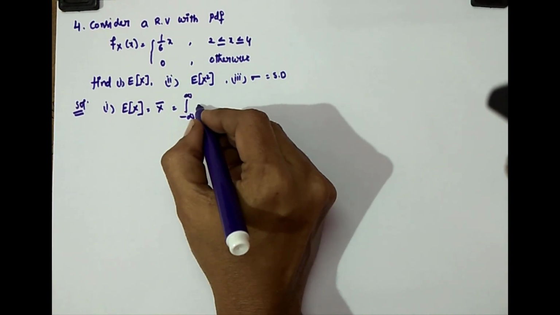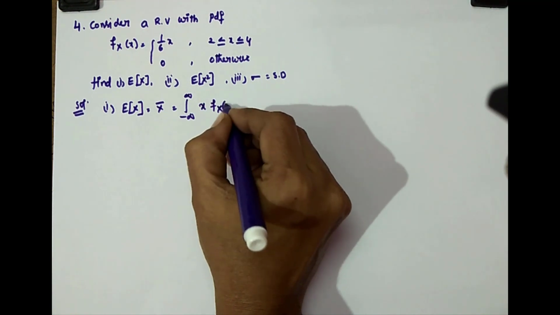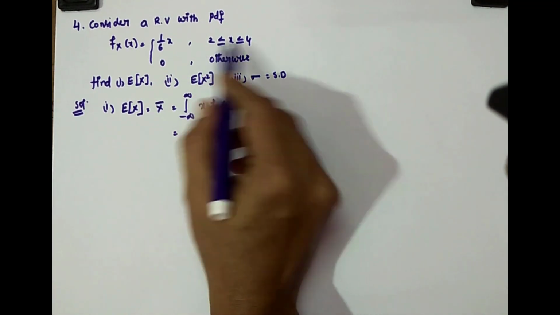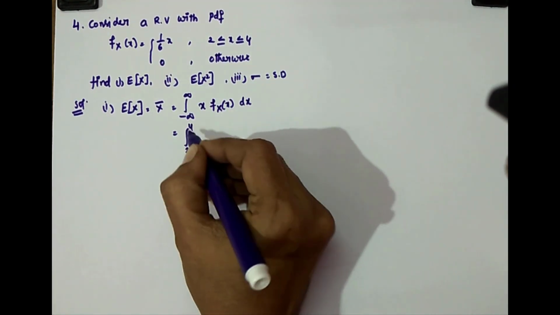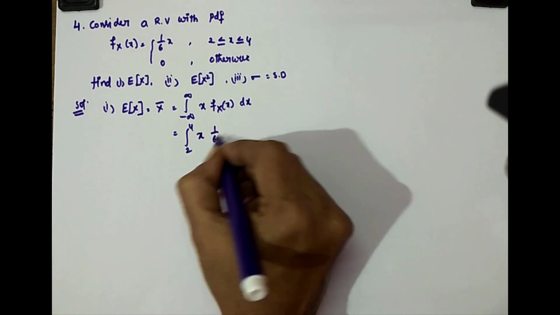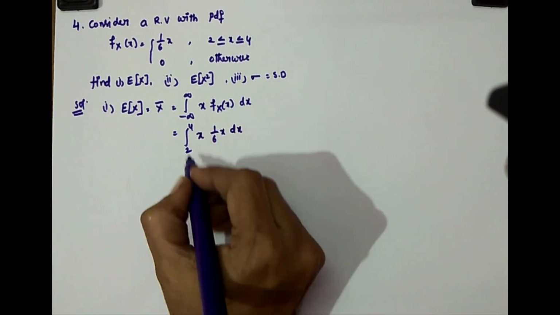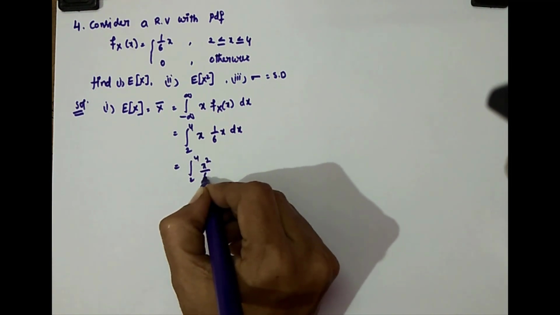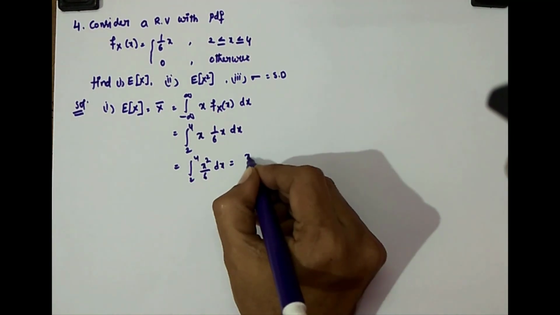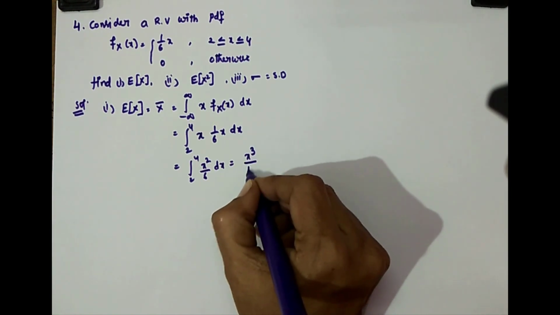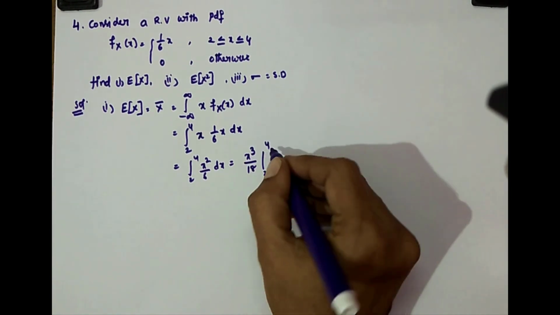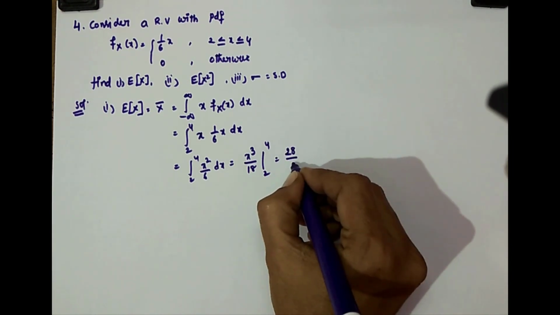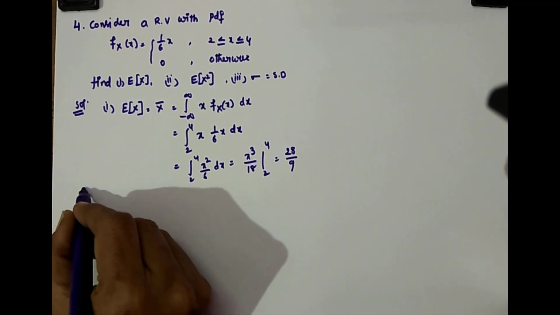The general formula is integral minus infinity to infinity x into fx of x dx. So now our limits are 2 to 4, x into 1 by 6x dx. Nothing but integral 2 to 4 x square by 6 dx, which is x cube by 18 between the limits 2 to 4, nothing but 28 by 9.